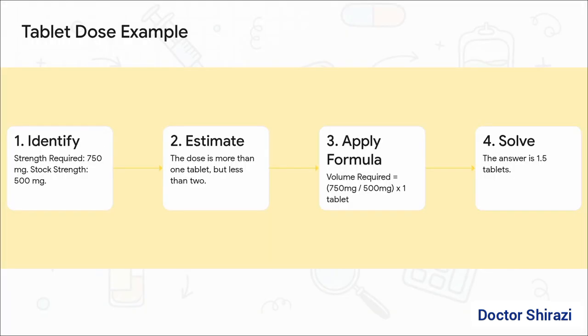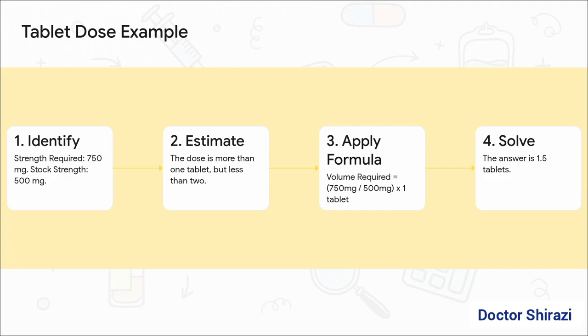Okay, let's put this into practice. The order is for 750 milligrams. What we have on hand are 500 milligram tablets. So first things first, our safety check. We estimate. 750 is more than 500, but it's not double, so the answer has to be somewhere between 1 and 2 tablets, right? Now we use the formula.